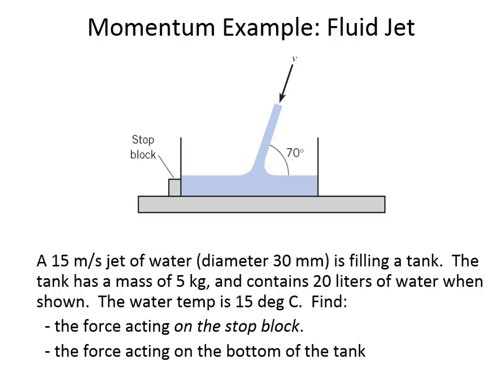The weight, by the way, W, is going to be both the weight of the tank and the weight of the water. We'll account for both of them. So the tank weight is 5 kilograms times g, 9.81 meters per second squared. And then the weight of the water, we know that the volume of water inside the tank is 20 liters. That's pretty close to 20 kilograms, but to be precise, we'll keep track of what's the density of the water at this particular temperature, 999 kilograms per cubic meter. Okay, so the sum of the weights is 245.1 newtons.